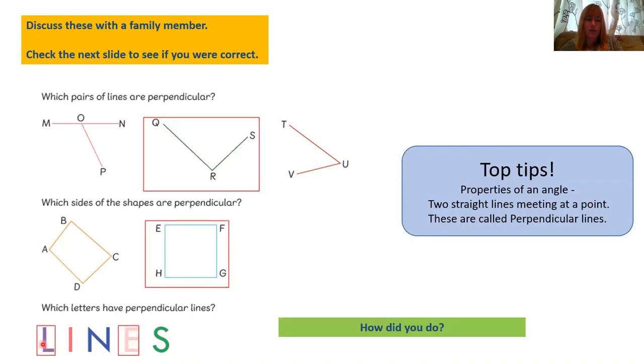A right angle in L. And actually, how many right angles did you count in E? Should we count them together? 1, 2, 3, 4. Did you count 4?